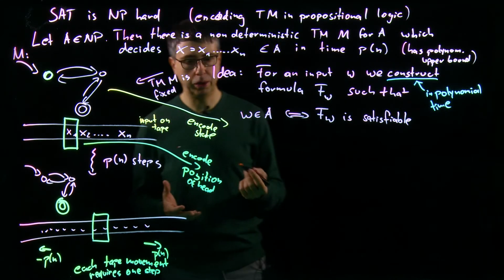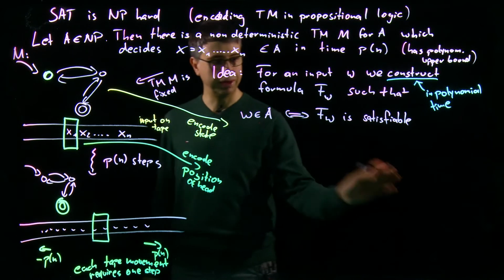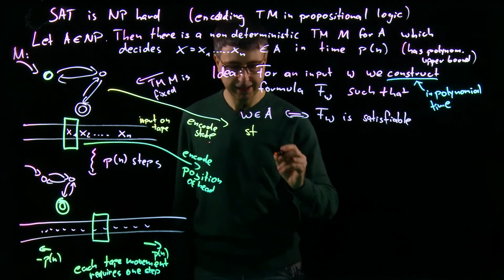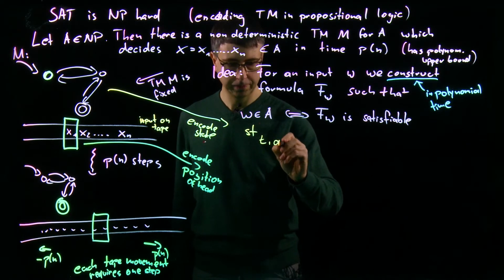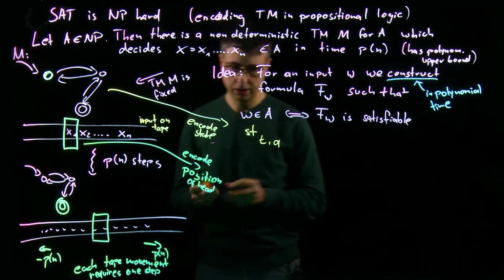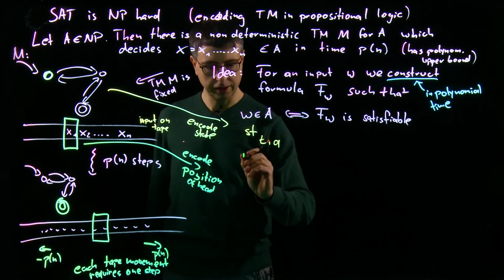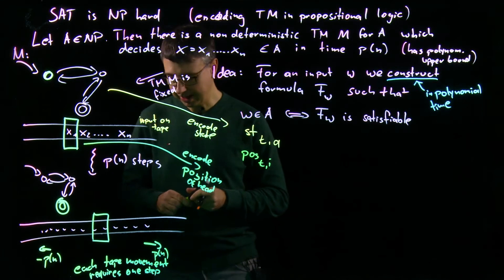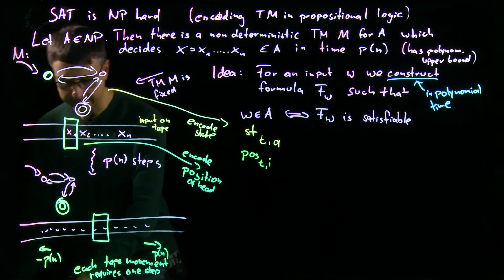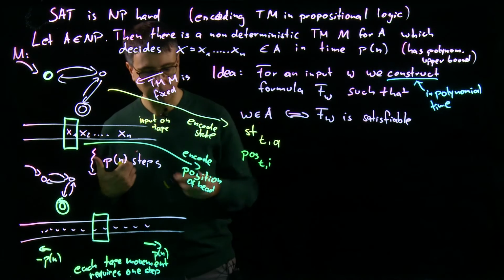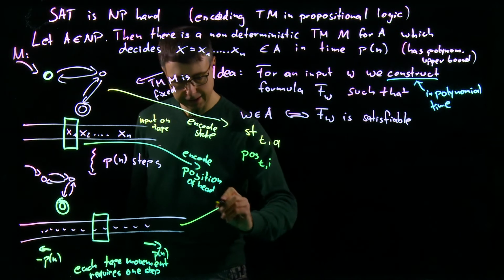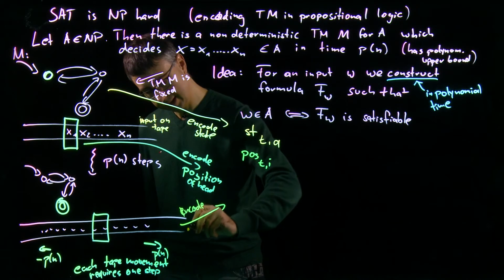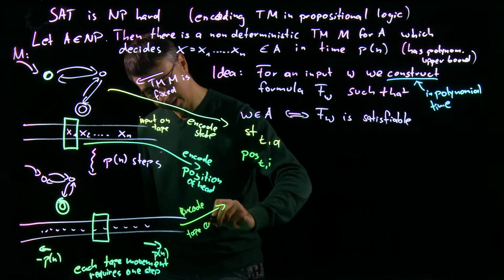But unfortunately we are not done yet, so I had to erase this part. So the state was encoded with these variables st with the index t and q, and the position was encoded with this variable pos with the index t and I. But there's one thing more we need to encode, and that's actually the contents of the tape. So we still need to encode the tape. That's the third part. So encode tape contents.